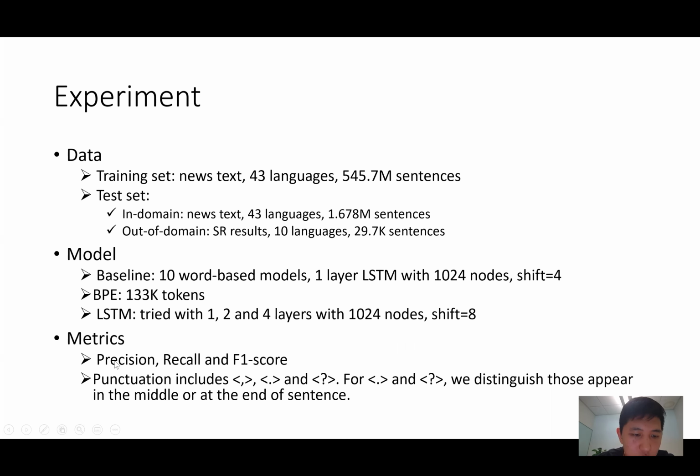We use precision, recall, and F1 score to evaluate the performance. Punctuation includes the comma, period, and question mark. For period and question mark, we distinguish those that appear in the middle or at the end of a sentence.